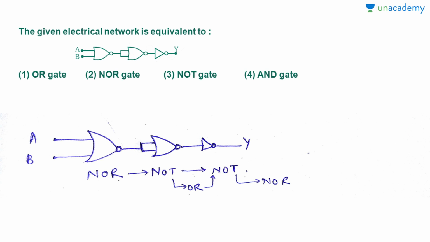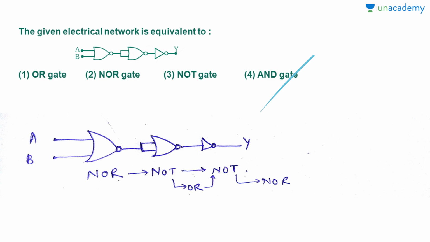Okay, so the first question for the day. The given electrical network is equivalent to... this network is given, some gates are applied, and A and B are the input, Y is the output. So it is asking what the output Y is equivalent to. OR gate, NOR gate, NOT gate, AND gate.